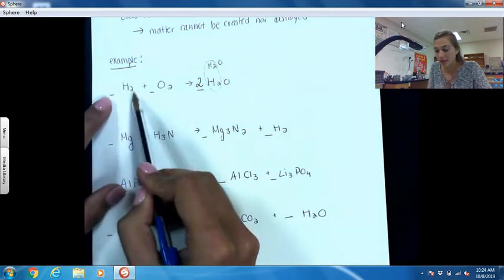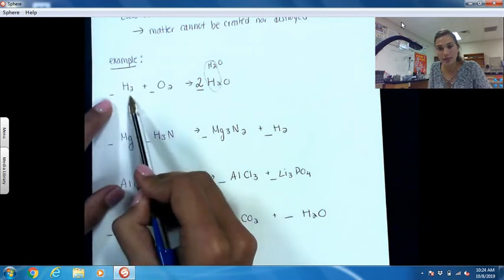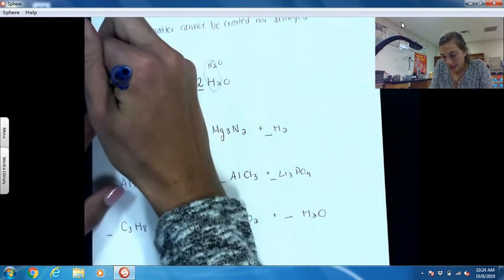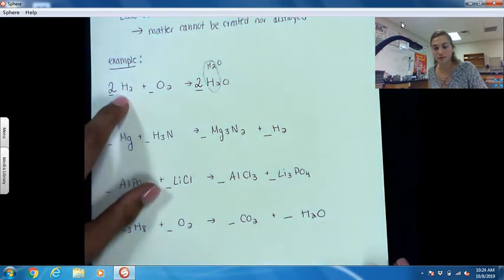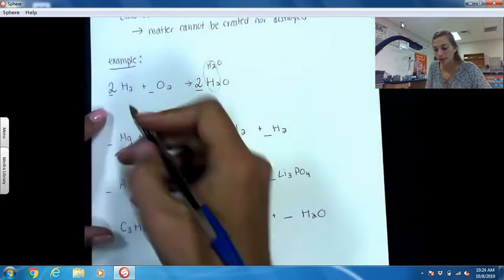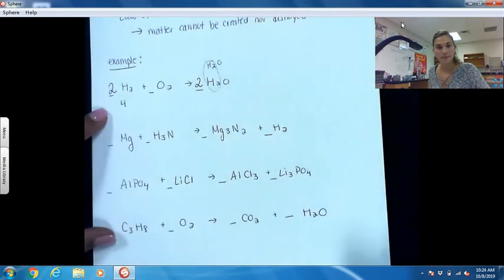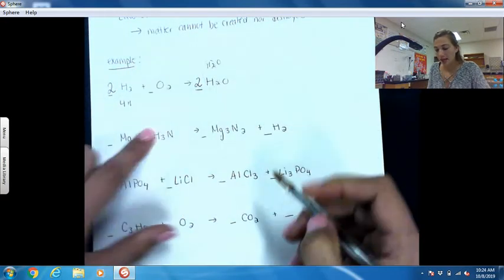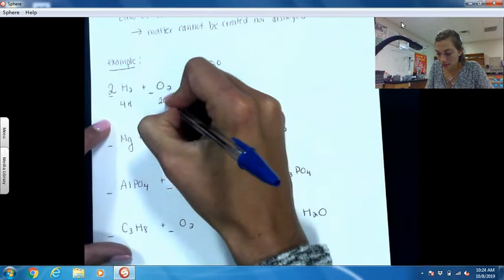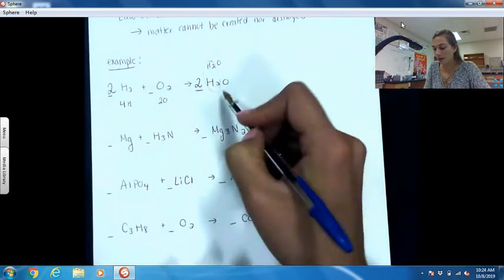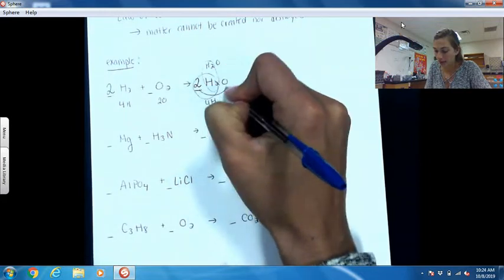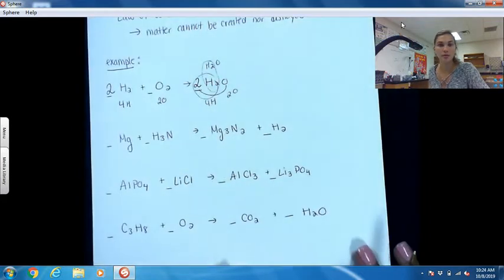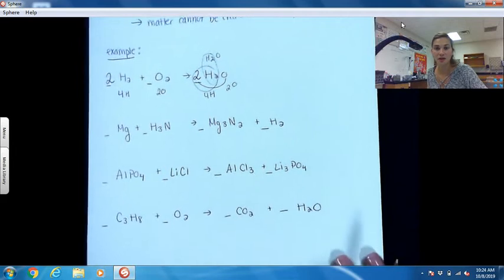So I had 2 hydrogens on my reactant side, but I need 4, so I put a 2 out in front of H2. Now I double check. I have 4 hydrogens. I have 2 oxygens. Now on my product side, I have 4 hydrogens and 2 oxygens. So I'm balanced. I'm obeying the law of conservation of mass.